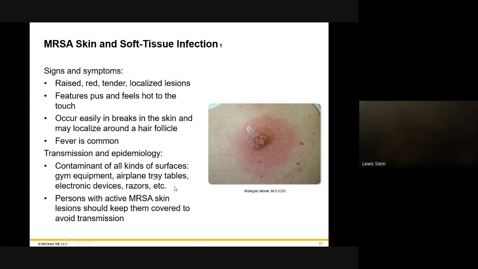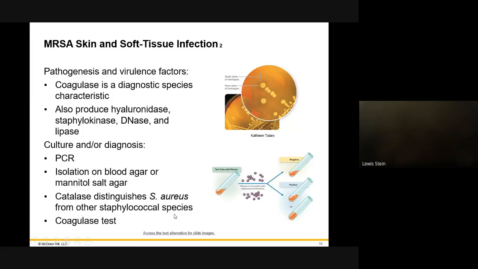So it contaminates all kinds of surfaces, gym equipment, heaven forbid you wouldn't go anywhere. It always drives me a little crazy on the plane. I don't get too worried about that type of stuff. Your skin's a pretty good barrier. But I mean, yeah, when I'm on an airplane, I see people who look like they're in an encounter suit. It's okay. Active MRSA should keep them covered to avoid transmission.